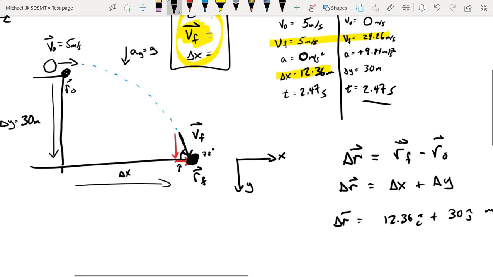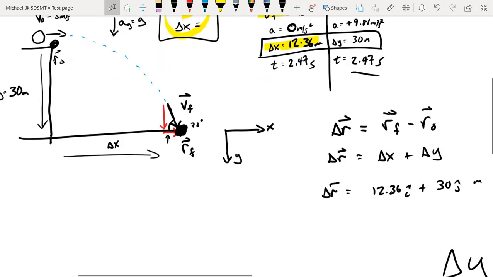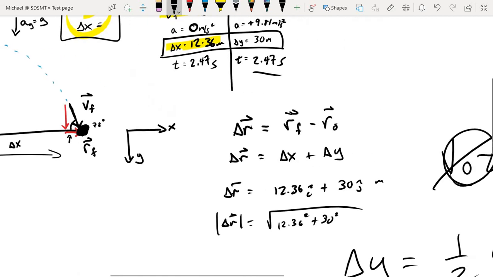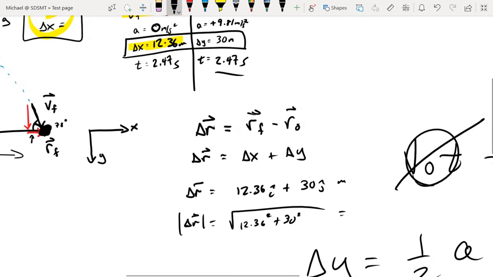We've taken the values that we have for our displacement, we've put them together into the appropriate vector notation, and we're done. So now if I wanted to know the magnitude of that displacement, we would take the square root of the sum of the squares. 12.36 squared, 30 squared. Need a moment to plug all this into my calculator.